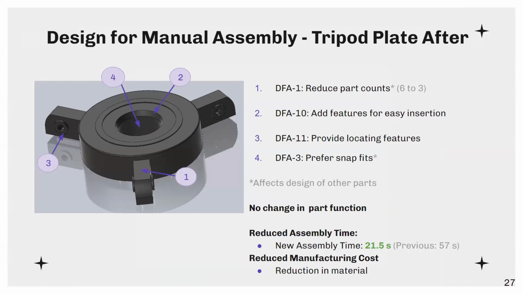DFA 11 is provide locating features. The 3 holes on the outside have bosses added to allow for easier alignment of the top of the clamp sticks. And finally is DFA 3, which is prefer snap fits, and this would cause for a redesign of mount A, which would need to be redesigned for a snap fit. There's no change to the part function, but there is a huge decrease in the assembly time from 57 seconds to 21.5 seconds, as well as reduced manufacturing costs due to less material.